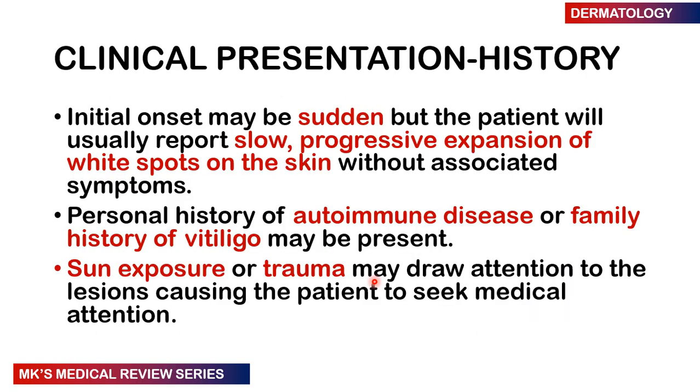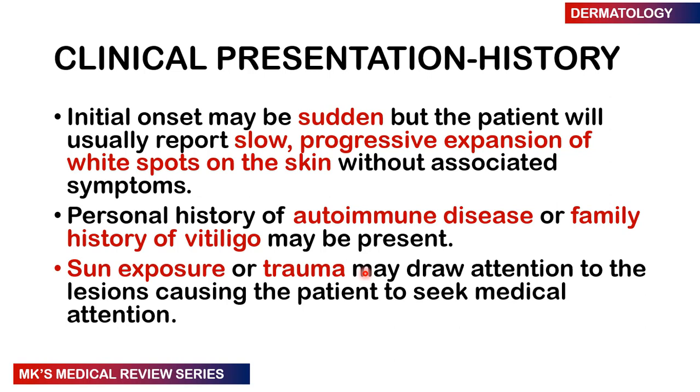Generally, the lesion appears quite suddenly, but patients usually report that it had a slow, progressive expansion of white spots on the skin without any other associated symptoms. The patient may even have a history of autoimmune disease in the family, and a family history of vitiligo may be present. Remember that sun exposure or trauma may draw attention to the lesion, because the patients often seek medical attention because of this.